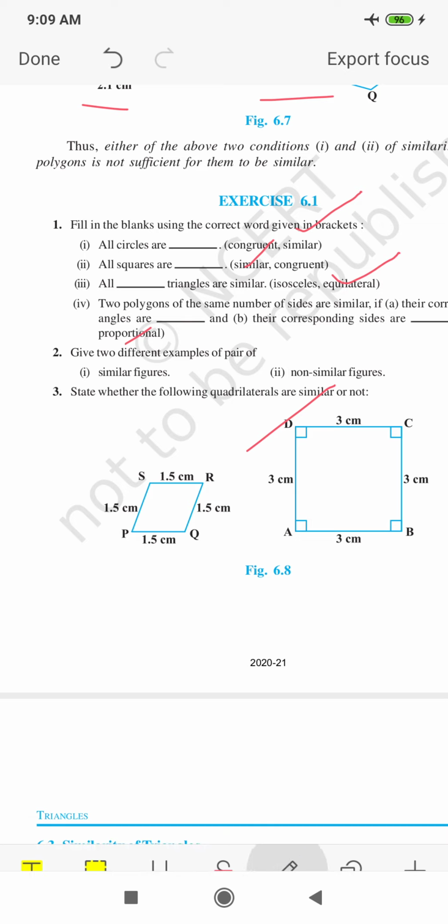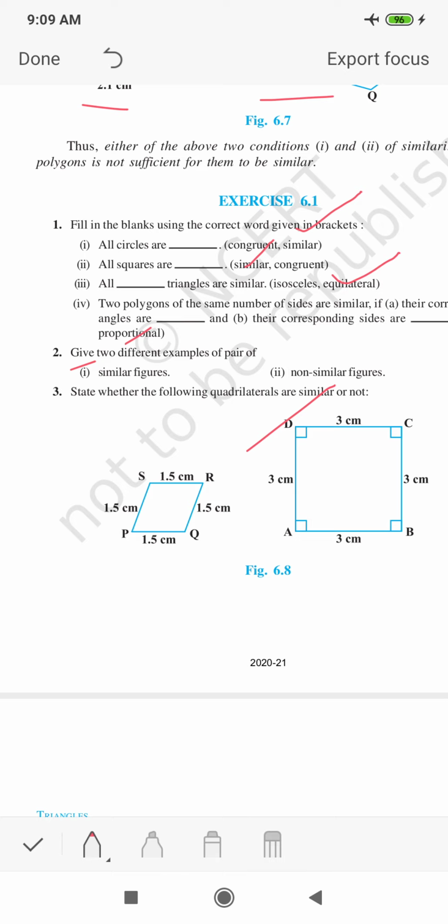And this is for similar. The second one is non-similar figures. Which two figures are called non-similar? You can take one equilateral triangle and another isosceles triangle. They are non-similar figures. Or you can take one square and a kite. Square and kite are non-similar figures. You can take these examples.